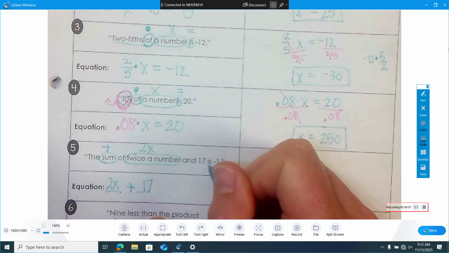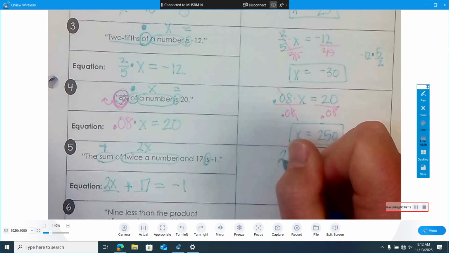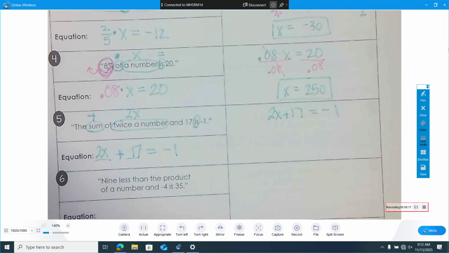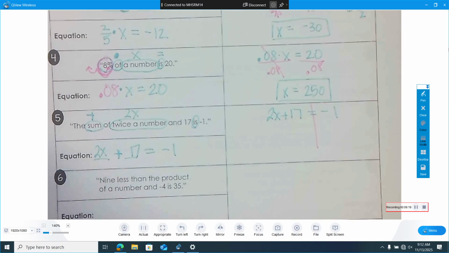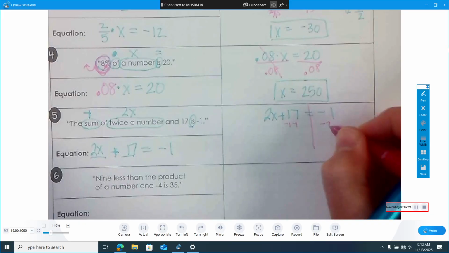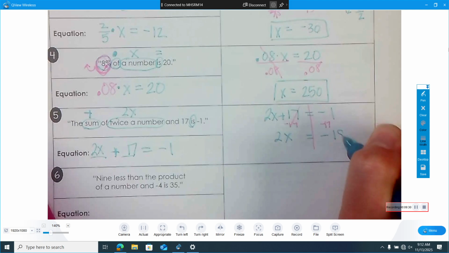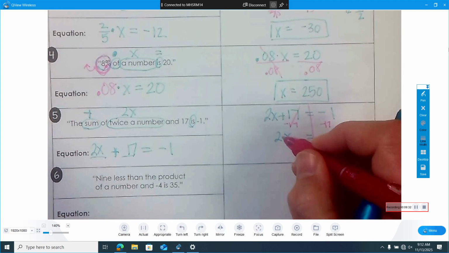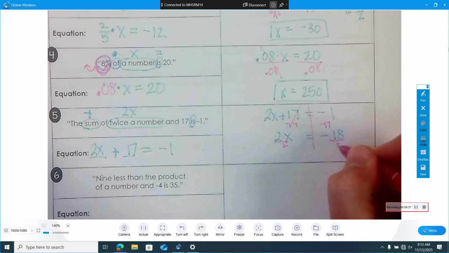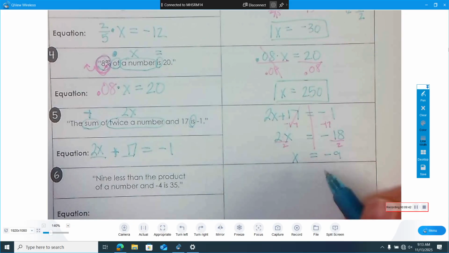Very good. And then "is" equals -1. So we have 2x plus 17 equals -1. We want to solve for x. Isolate the x. What should we do first? Minus 17. Beautiful. So we get 2x equals -18. How do we get x by itself? Divide by 2. So we get x equals -9.